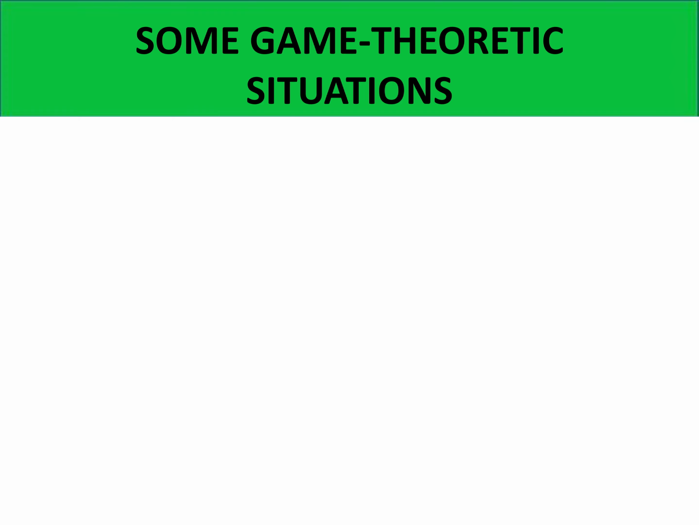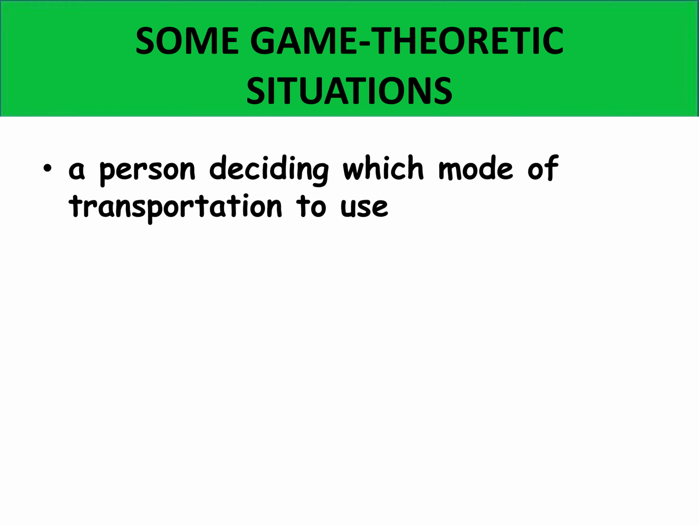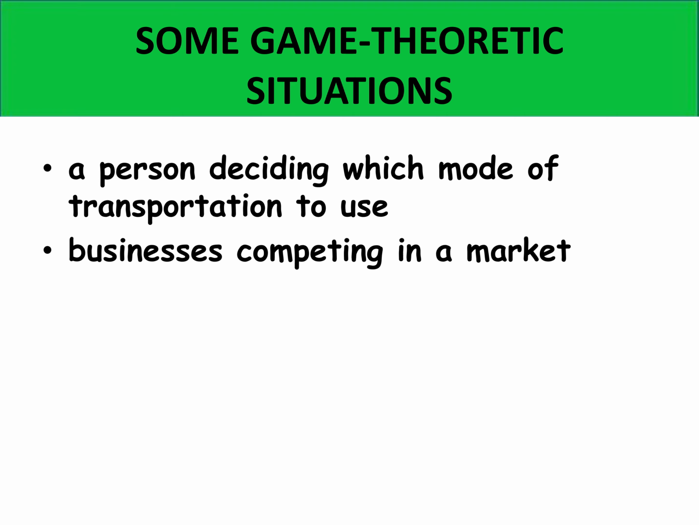So here are some situations where we can apply game theory. First, a person deciding which mode of transportation to use. In this scenario, the commuter chooses to ride a jeepney, train, bus, cab, or use a Grab car. However, his decision depends on some external factors like weather and flood conditions, as well as budget constraints. Second, it could be businesses competing in a market. Two rival businesses could advertise their products or not.